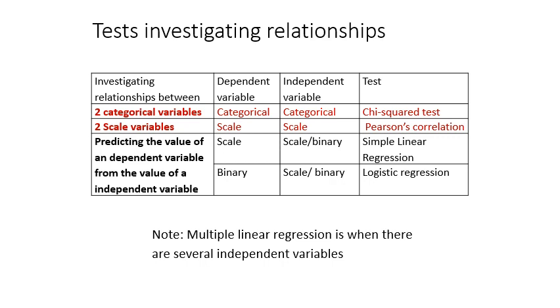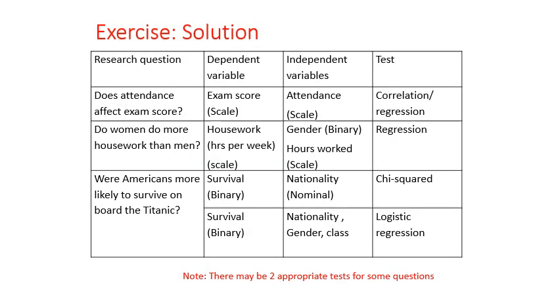Okay, so another set of examples. So you have, does attendance affect exam scores? So your dependent is the exam score and your independent variable is the attendance. So you can use correlation or regression. But when your independent is going to be binary, attended, not attended, that's going to be categorical. So that's the time that you're going to use an independent t-test.